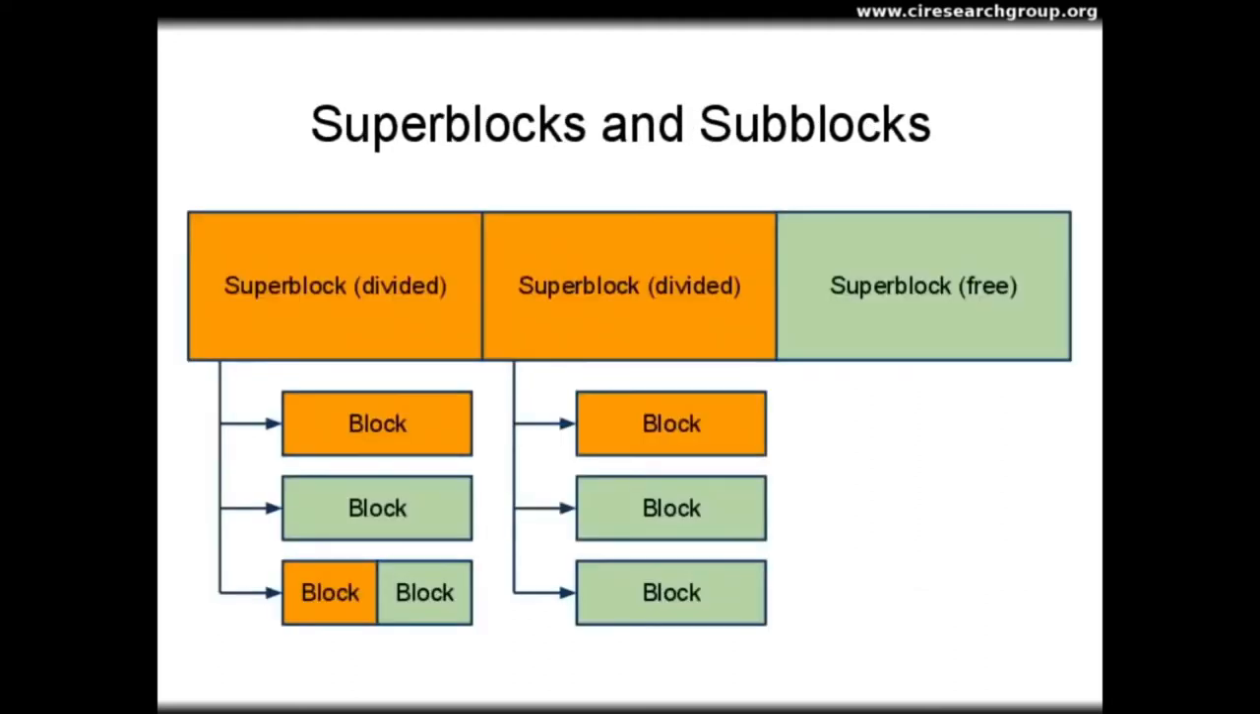In this diagram, we can see three superblocks, two of which are partially in use. Each of the first two superblocks has been divided into three subblocks, and the third subblock of the first superblock has been further divided. When a process requests memory, the kernel must perform a search of the tree to find an appropriately sized block to handle the request. In performing this search, the kernel might subdivide an existing block into a smaller block to reduce the amount of internal fragmentation. Since this is a search process, a reasonably powerful CPU is required to make this operation efficient.